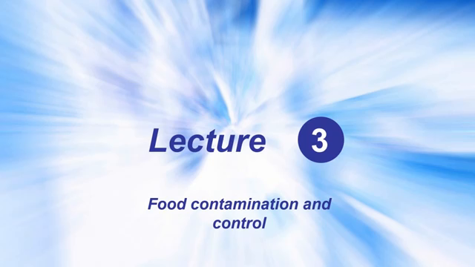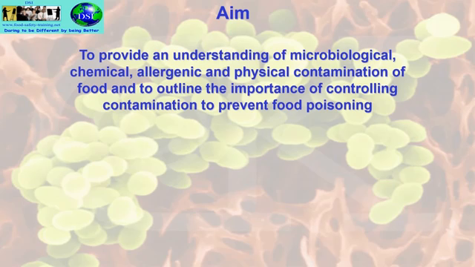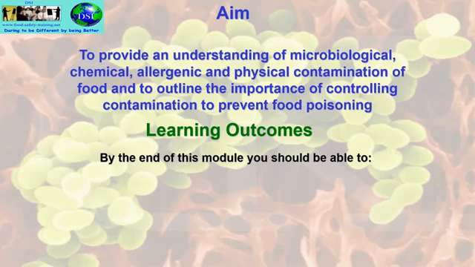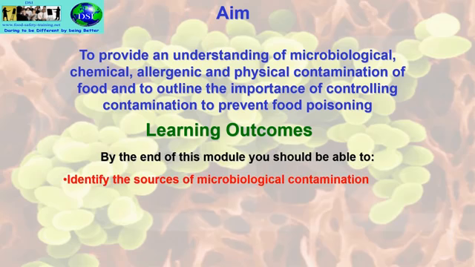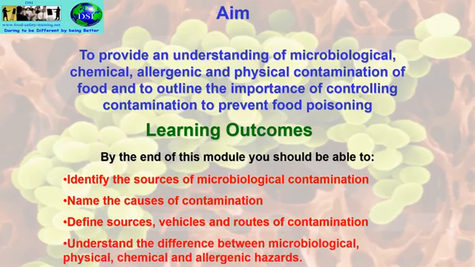So this is Lecture 3, Food Contamination and Control. The aim of this unit is to provide an understanding of microbiological, chemical, allergenic and physical contamination of food and to outline the importance of controlling contamination to prevent food poisoning. And learning outcomes: by the end of this module, you will be able to identify the sources of microbiological contamination, name the causes of contamination, define sources, vehicles and routes of contamination, and lastly understand the difference between microbiological, physical, chemical and allergenic hazards.